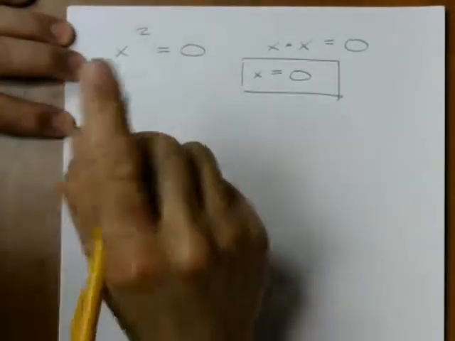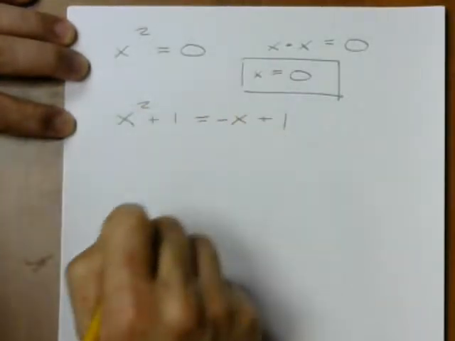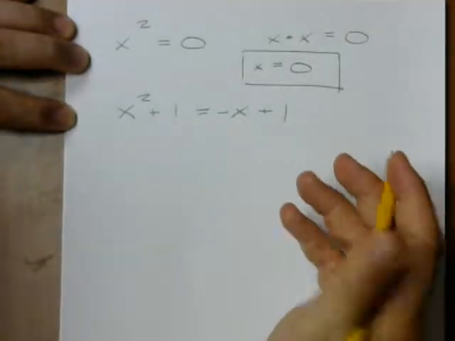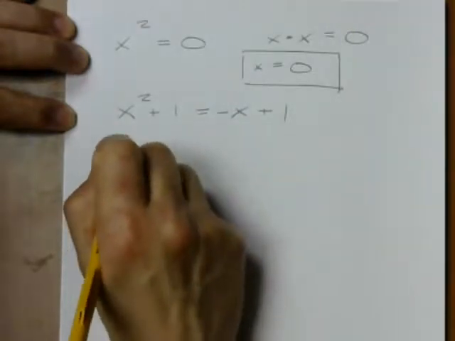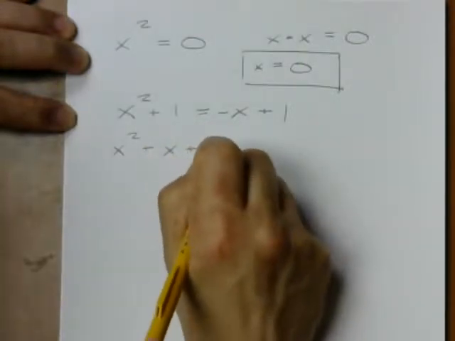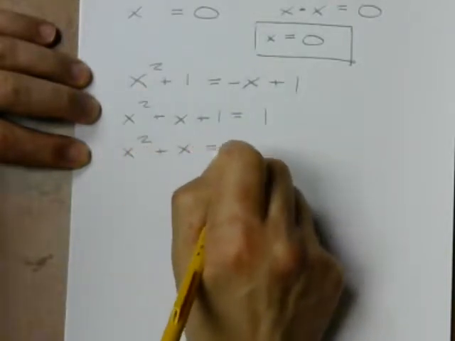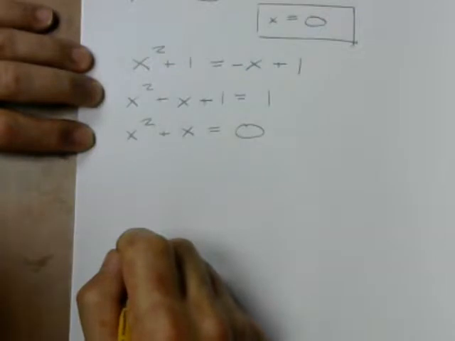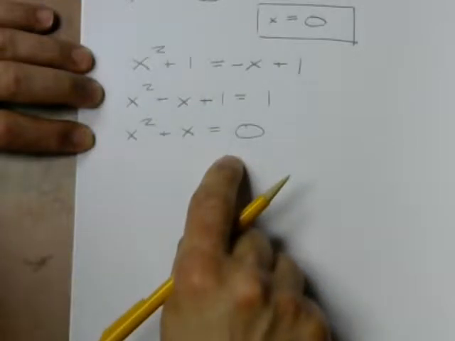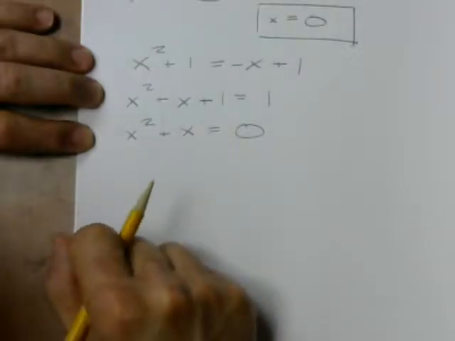Let's try a slightly harder one. Suppose we have something like this. Okay, this does not start off in the form ax squared plus bx plus c equals 0. However, really quickly, we can add x to both sides. I'll do this in 2 steps. And then we can subtract 1 from both sides. And now we have x squared plus x equals 0. So this is a quadratic with a equals 1, b equals 1, c equals 0. Those are the coefficients of the powers of x squared, x to the 1, and the constant term.